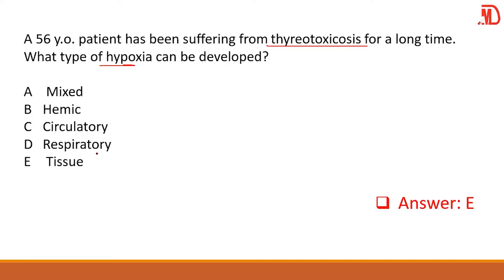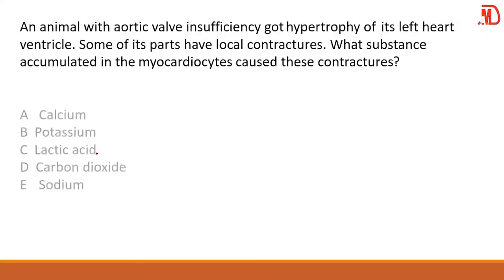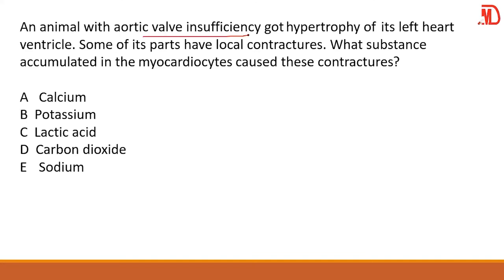So here, we are talking about tissue hypoxia. All right. An animal with aortic valve insufficiency got hypertrophy of the left heart ventricle. Again, we understand aortic valve insufficiency. That means the aortic valve is not able to keep blood from flowing back, so the blood will regurgitate backwards into the ventricle. And that can lead to hypertrophy over there. But that's not the question. That's not the main idea.